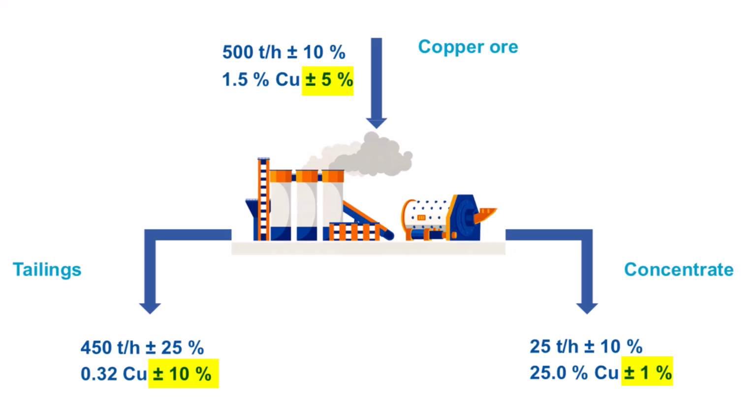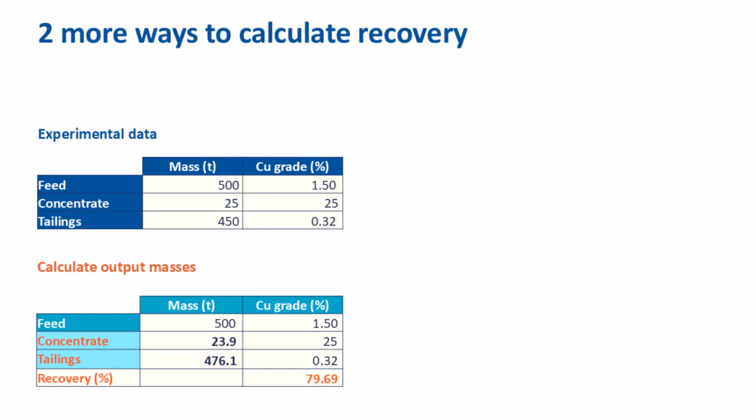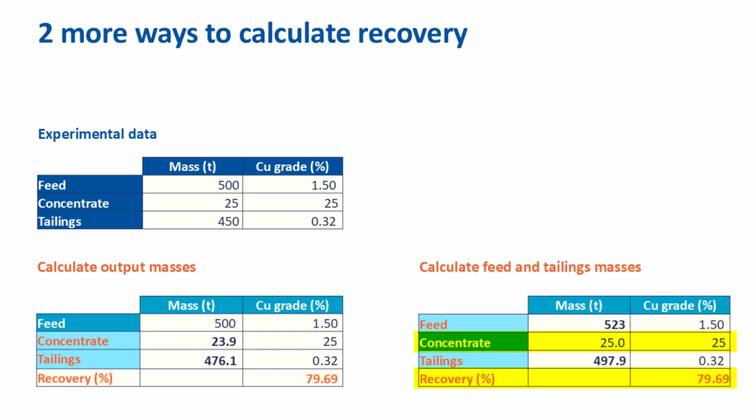This is because dry masses rely on moisture determination, which has high sampling variability driven by weather conditions, making moisture accuracy poor. Given that copper contents are more accurate, let's keep all three grades and compute the mass flow rates. Of course, we need to retain one mass flow rate measurement. If we keep the feed mass flow rate and calculate the other two flow rates, we obtain a recovery of 79.69%. Keeping the concentrate mass flow rate generates yet another value. Tailings mass is too uncertain to keep.